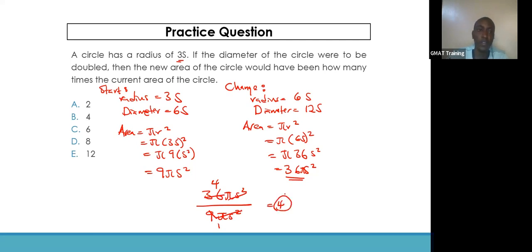The new area of this circle, if we were to double not the radius, but the diameter of the circle, will be 4 times the area of the current circle. So the answer is B. I hope you got that question right. Let's jump into the final question of the day.